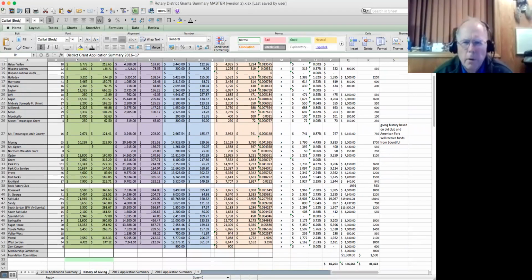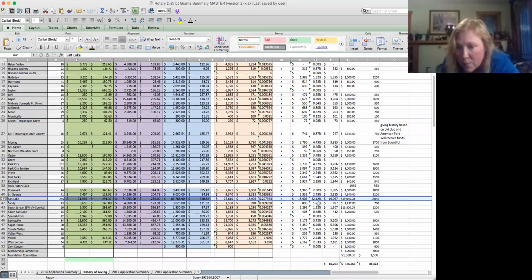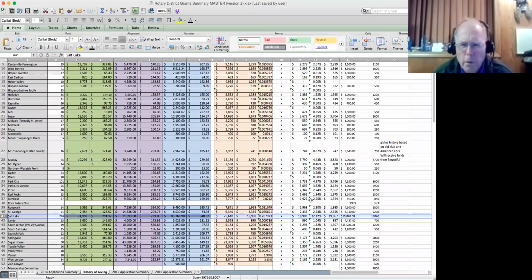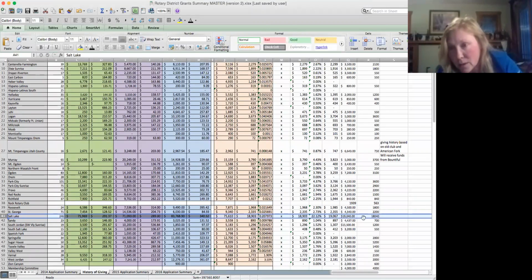So let me see. For instance, right here, Salt Lake, of course they have a higher percentage, but they get 22% of the money because they raise 22% of the money. Do they get 22% back? This year they got $18,000. So that is 22%, I think.